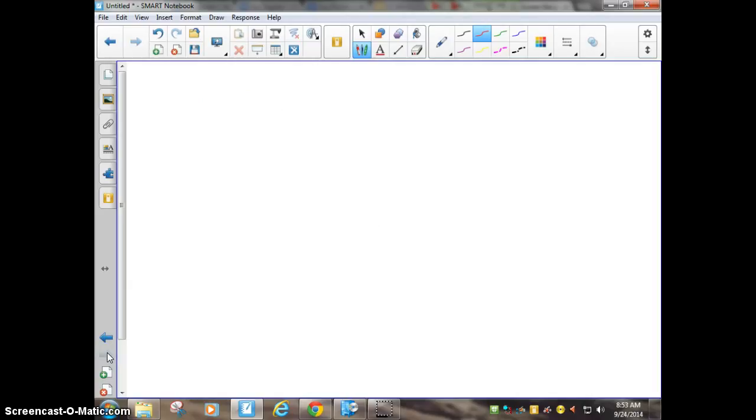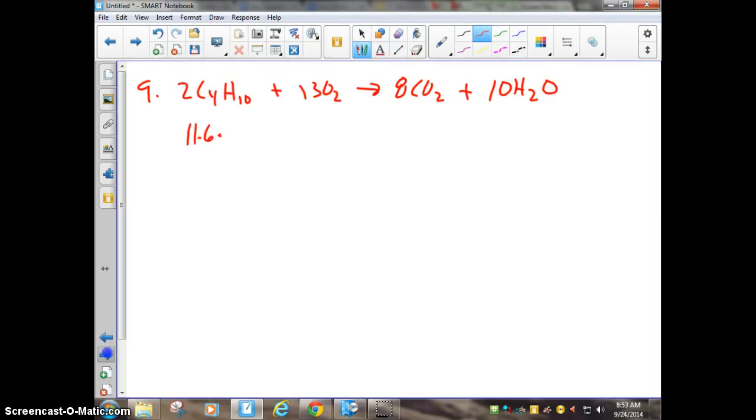Okay, moving on to number 9. Number 9 just tells you straight out that they want to know the limiting reactant. And they give you an equation of 2C4H10, that's butane. It's going to combust with 13 O2 and yield 8 CO2 and 10 H2O. And you're told you have, I believe it's 15 grams of each, no, 11.6 grams of each one. Which one will limit your reaction? And so you can determine how much carbon dioxide or how much water either one makes.